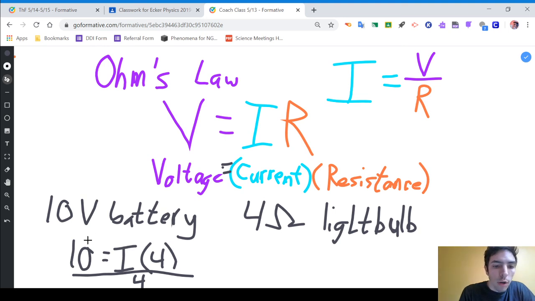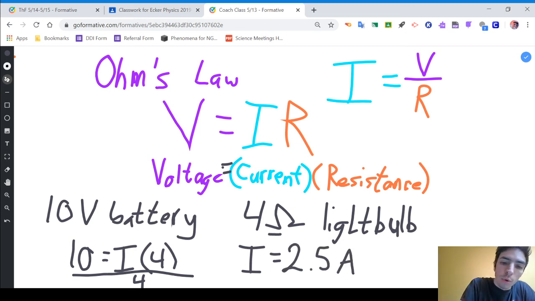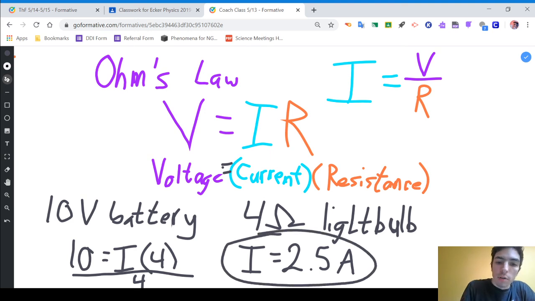So the 4's go away over here, and we do 10 divided by 4 to get that. Our current is equal to, looks like that would be 2.5 amps, or 2.5 amperes. And so these most basic problems with Ohm's law are pretty much plug-ins to our equation, where we would know any two pieces of this equation, and we would just have to solve for our one missing unknown.